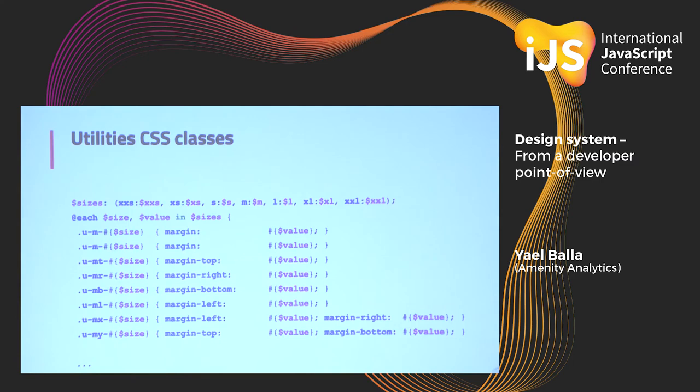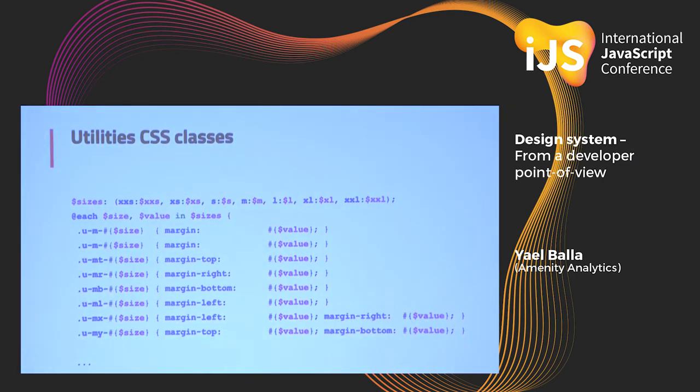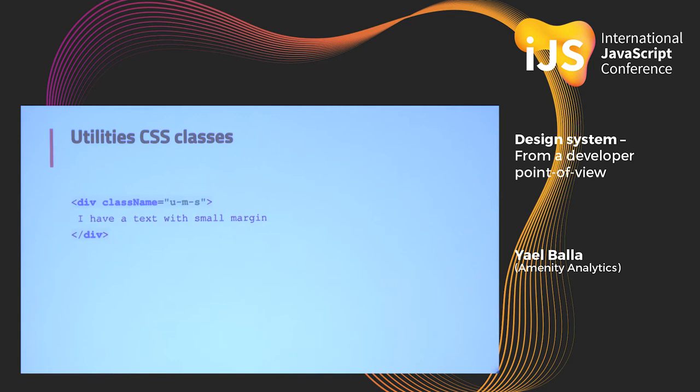You can automatically define classes that will allow you to style your divs without writing new classes. For example, we can see here a text that has a small margin, and all I had to do is write utility margin small as the class name, and I don't need to define a new CSS class for it.